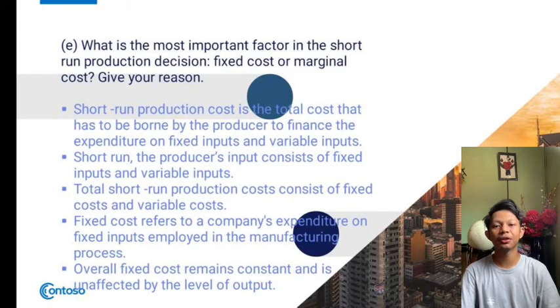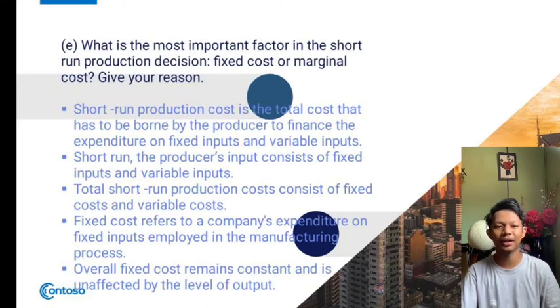And last, short-run production cost is the total cost that has to be borne by the producer to finance the expenditure on fixed inputs and variable inputs. So, in the short run, the production input consists of fixed inputs and variable inputs. Therefore, total short-run production cost consists of fixed costs and variable costs.